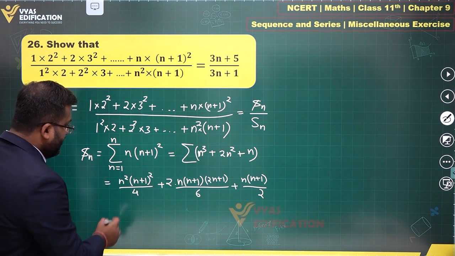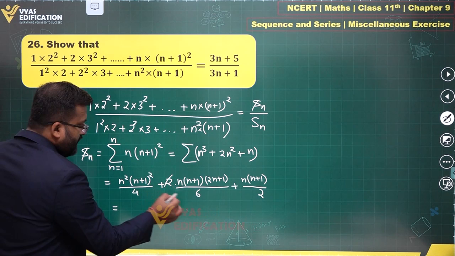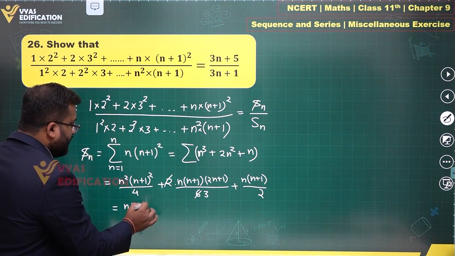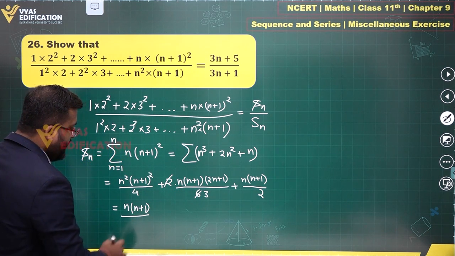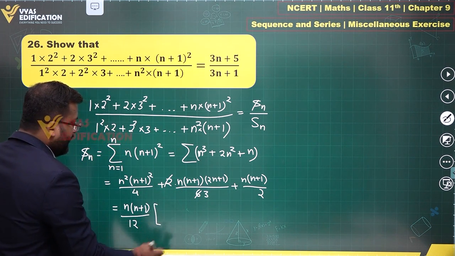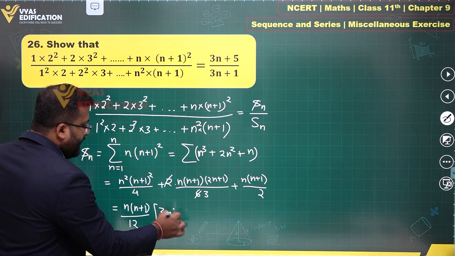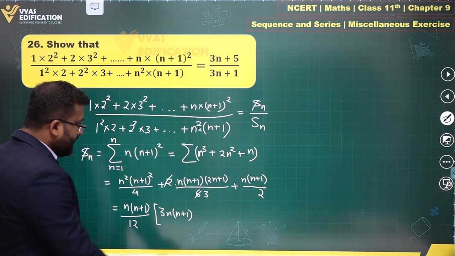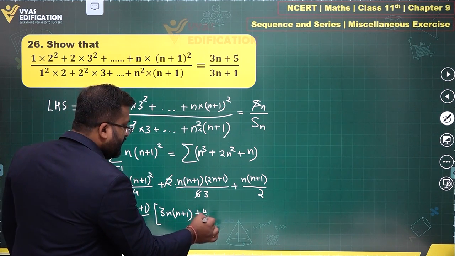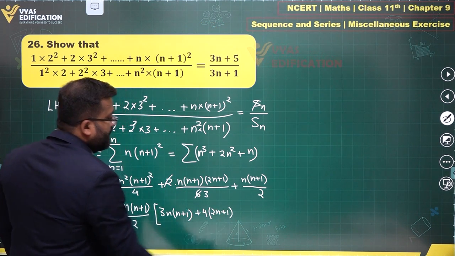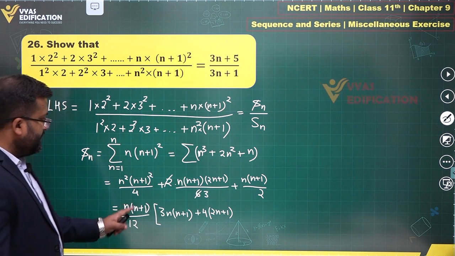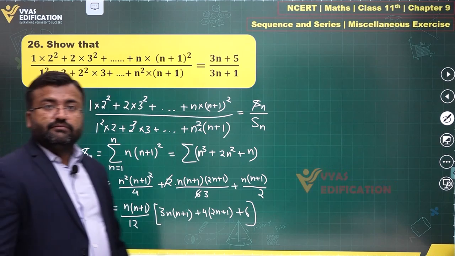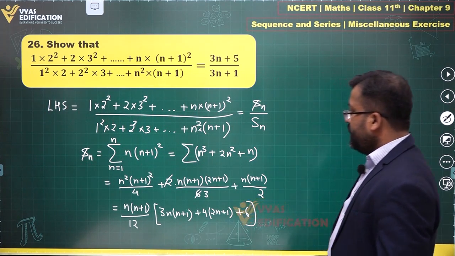Can we take out something common? Yes. From the numerator I can take out n plus 1 common. From the denominator 4, 3, 2, I have the LCM as 12. Let's take out 12 common. What it means is 3n times n plus 1 over here from the first term. From the second term I have 4 times 2n plus 1 remaining, and in the next term we have n plus 1 by 2, a 6 remaining over here. This is what you have, right? Okay.